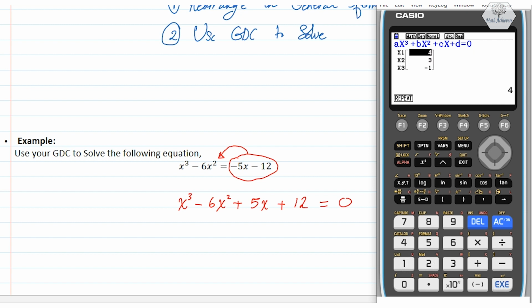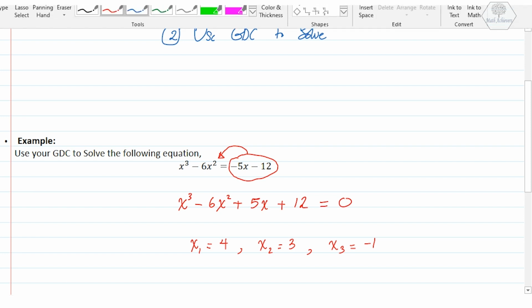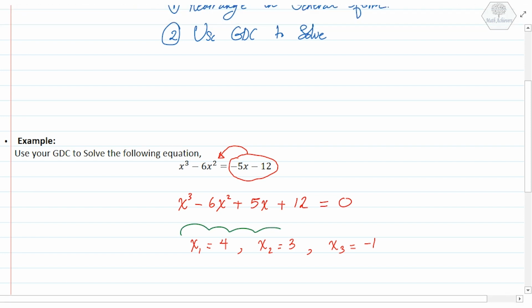So I execute again, having 3 solutions. The first solution is 4, the second is 3, and the last solution is -1. So I have x1 is equal to 4, and x2 is equal to 3, and I have the third solution to be equal to -1. So I have 3 solutions for this cubic equation.